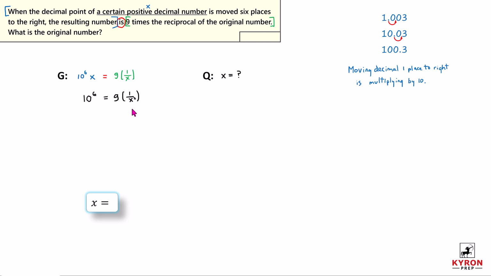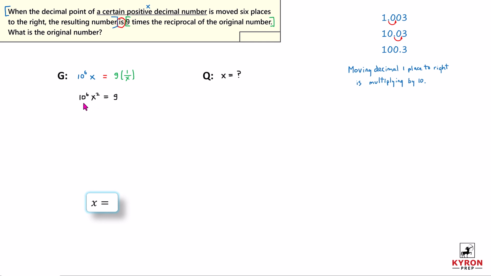But this isn't great because what we want ultimately is to have x all by itself, not at the bottom of some fraction. So let's attack the equation from the other direction and try to remove x from the right side. This will involve multiplying everything by x and will give us 10 to the 6th times x squared equals 9. And now we want to get this x term all by itself, which means getting rid of the 10 to the 6th.